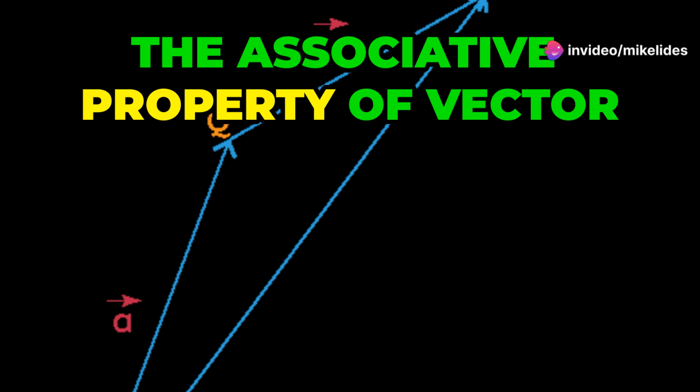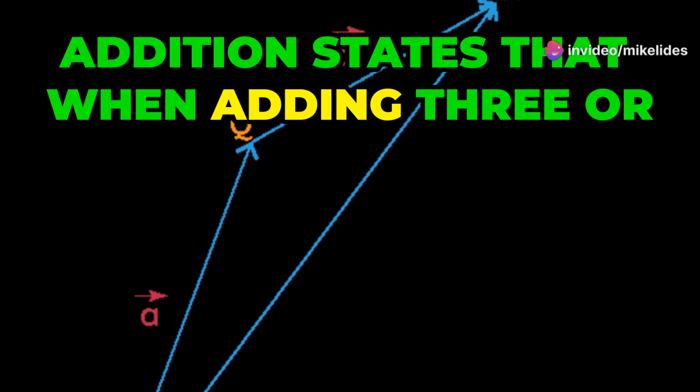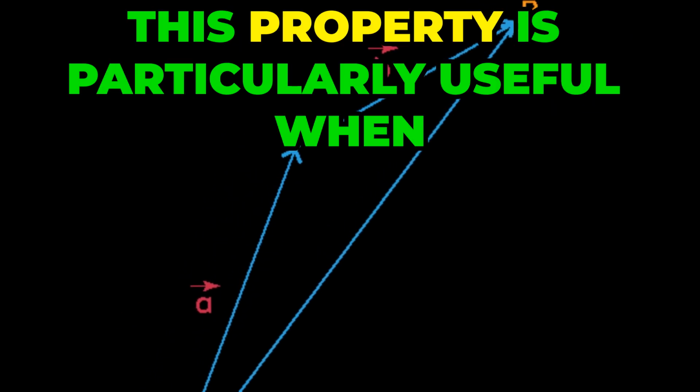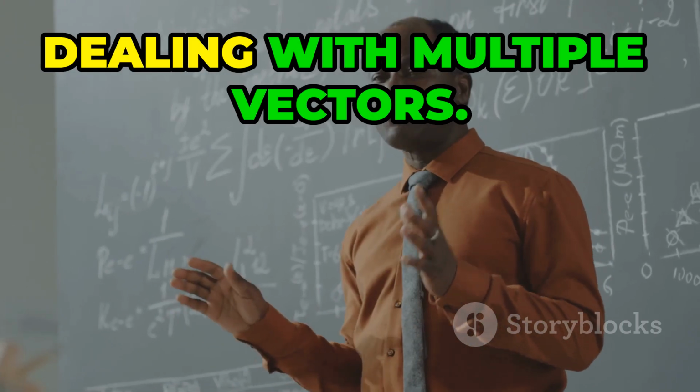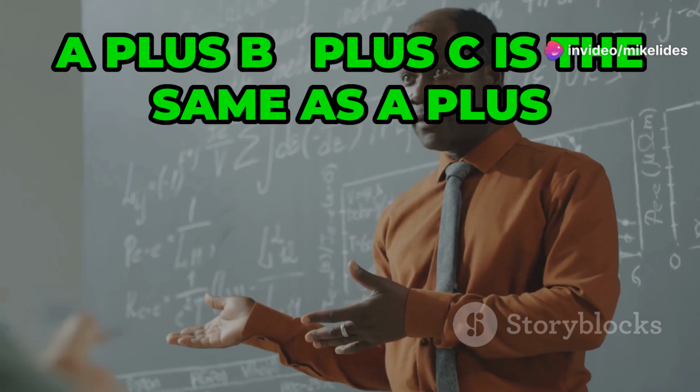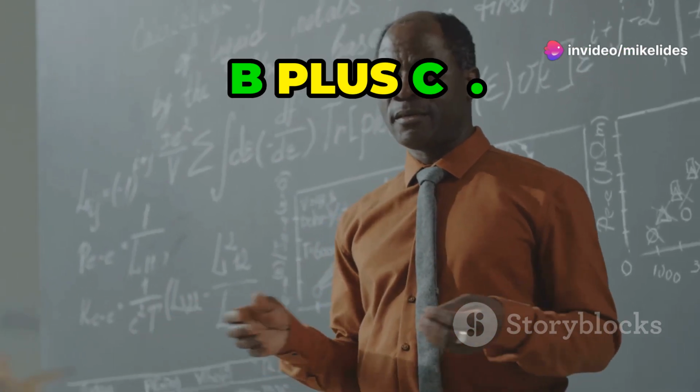The associative property of vector addition states that when adding 3 or more vectors, the grouping doesn't matter. This property is particularly useful when dealing with multiple vectors. So, (A plus B) plus C is the same as A plus (B plus C).